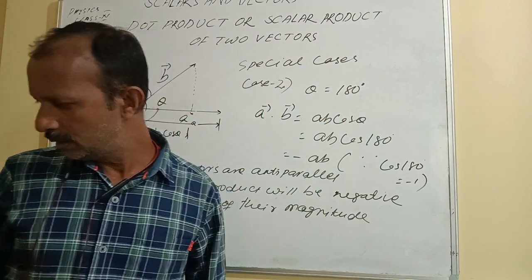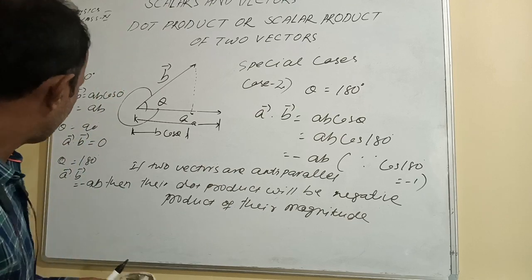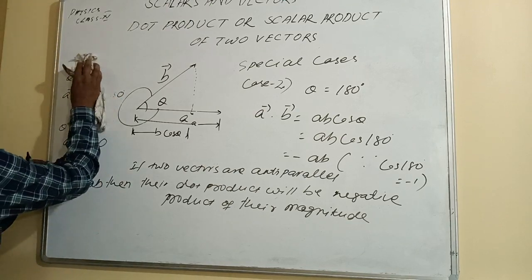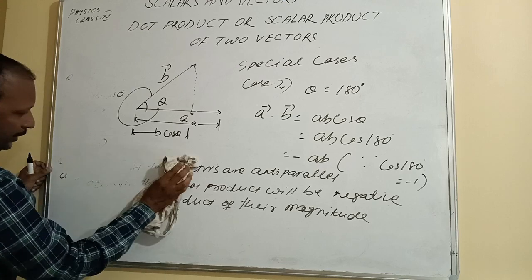Let us see the dot product of two vectors in terms of the components.